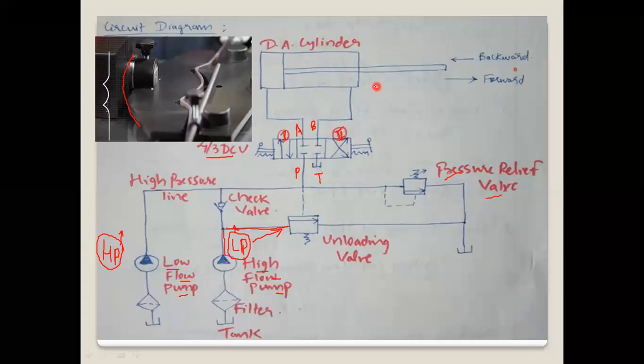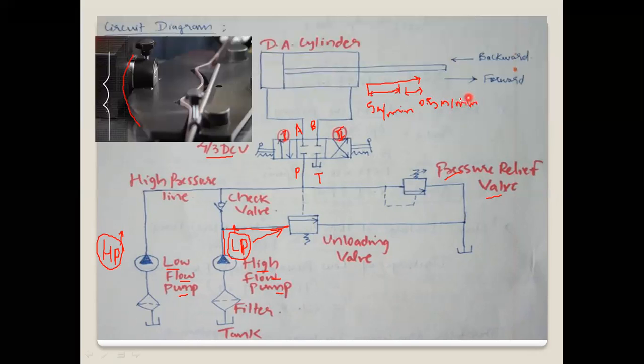So initially what is happening? The cylinder will travel at 5 meter per minute. Then afterwards the pressing will be done. For the pressing, the velocity, that is the speed, will be 0.5 meter per minute.